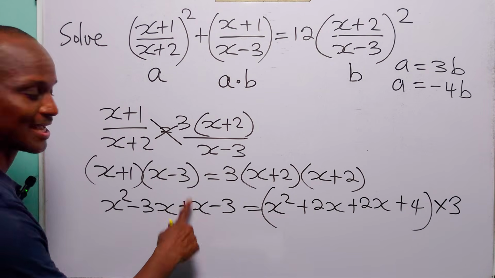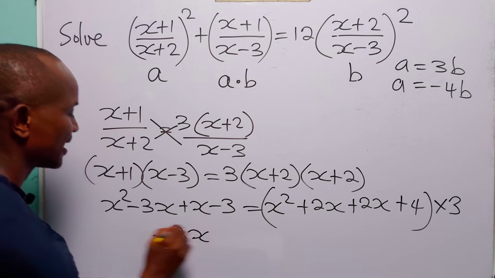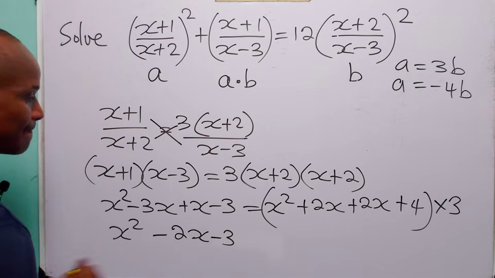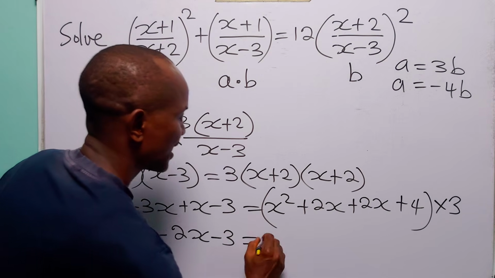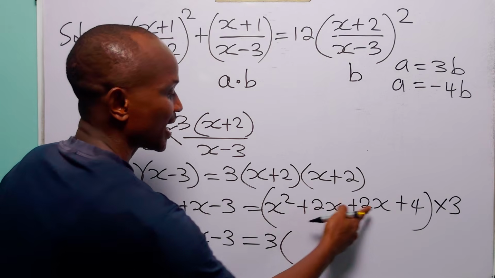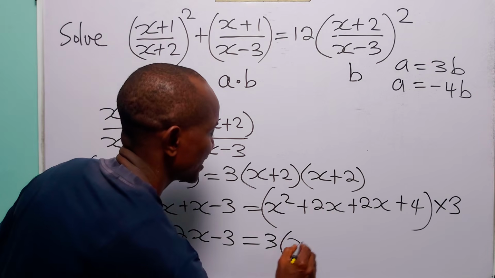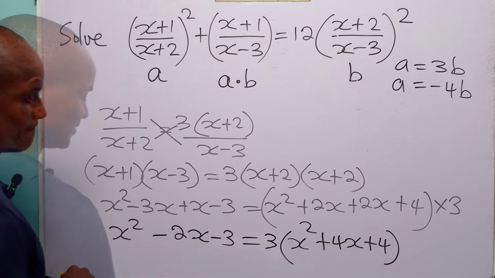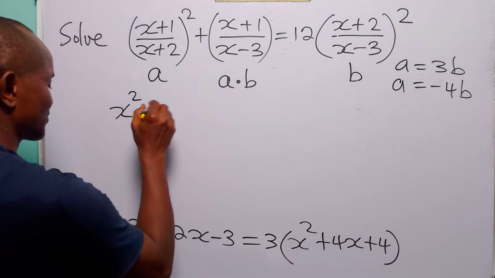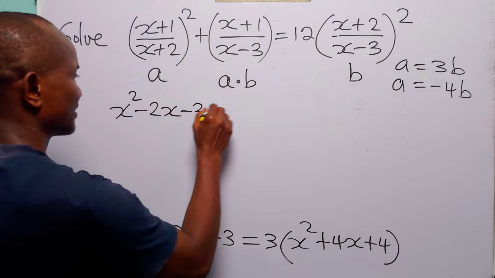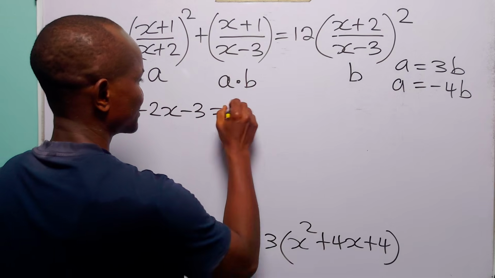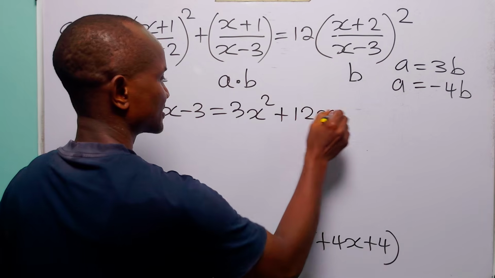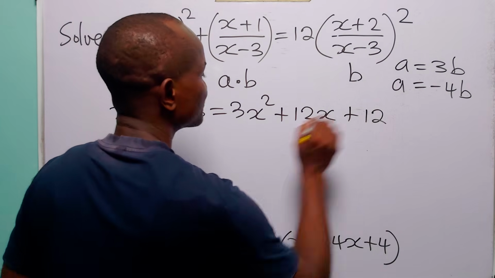Minus 3x plus x is going to give us minus 2x. Then we have x squared, and we have minus 3. Now this is equal to, we have 3 times 2x plus 2x is 4x. So we have x squared plus 4x plus 4. Now from here we have x squared minus 2x minus 3 is equal to 3 times x squared is 3x squared. 3 times 4x is 12x, and 3 times 4 is 12.